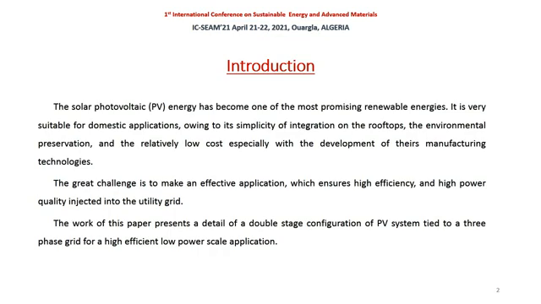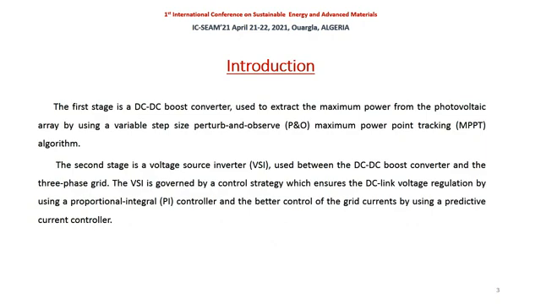The work of this paper presents a detail of double-stage configuration of PV system tied to a three-phase grid for high-efficient low-power scale application. The first stage is a boost converter used to extract the maximum power from the PV array by using variable step size perturb and observe MPPT technique.